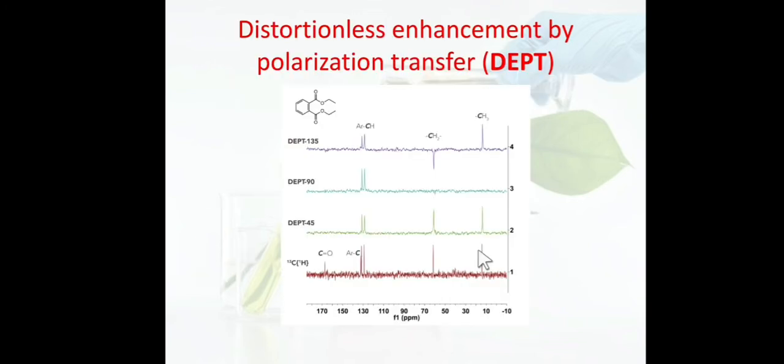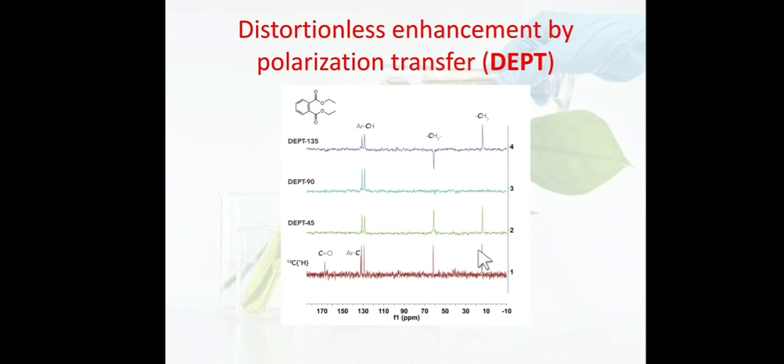The next technique is DEPT, that is distortionless enhancement by polarization transfer. So friends, just like the other techniques, this is a very important technique for the identification of natural products. DEPT helps us to identify CH, CH2 and CH3 carbons in the carbon-13 spectra.